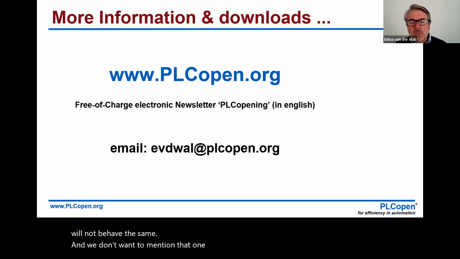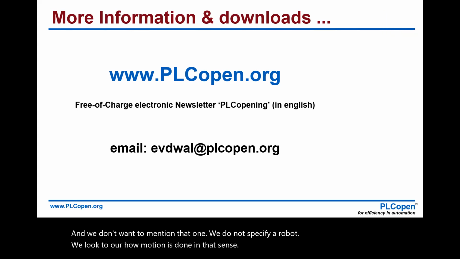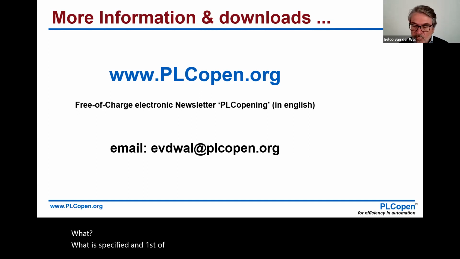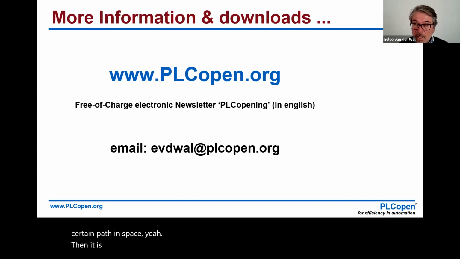We do not specify a robot. We look at how motion is done. But a robot is a device which offers motion, right, in a Cartesian or a joint space world. So what is specified then? And I'm not even talking about robots. Let's just think of a single drive. What is specified, and first of all, if you want to move your TCP to a certain position or a certain path in space, then it is specified how to do that.